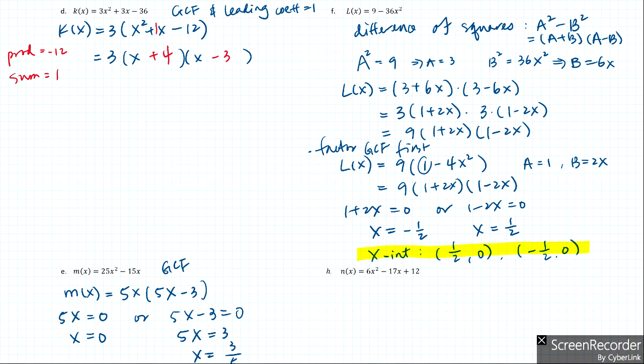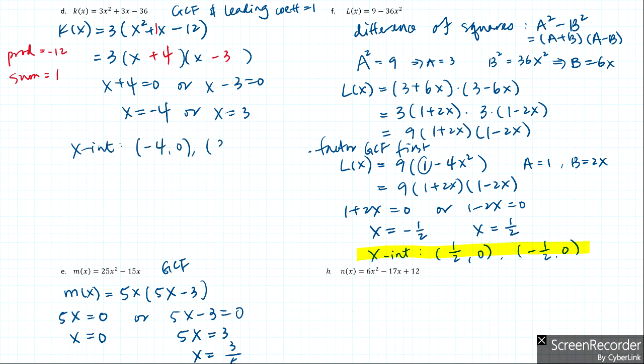So even though the initial leading coefficient is not 1, we can work this out very nicely in this case. Once we do so, we're going to set each factor equal to 0. The first factor is technically 3, but 3 cannot be 0. So I'm just going to go to the second one: x plus 4 equal to 0, or x minus 3 equal to 0. Therefore, x equals negative 4, or x equals 3. And the x-intercepts we have are negative 4 comma 0 and 3 comma 0. That's going to be our answer.